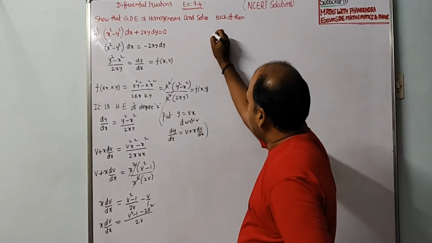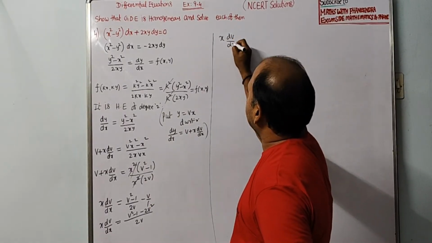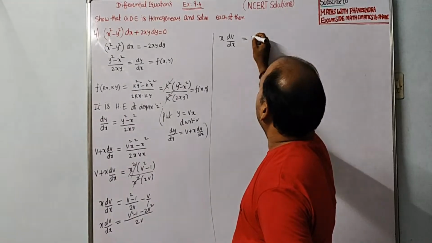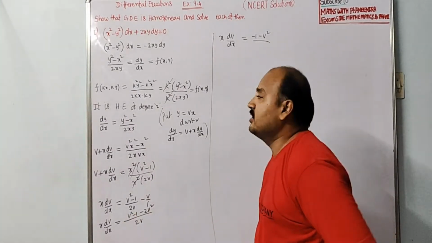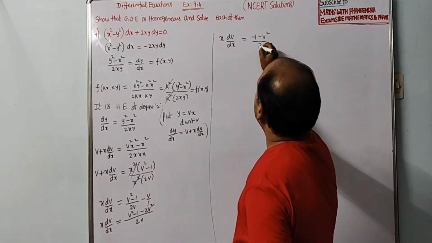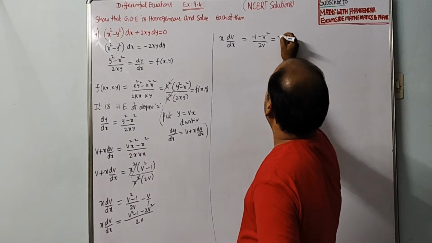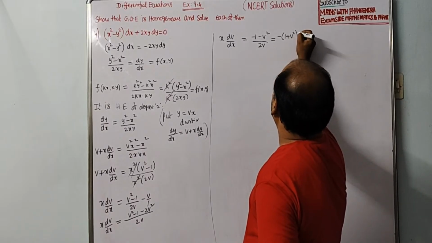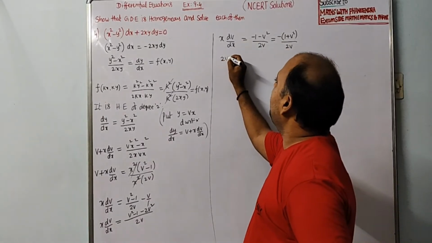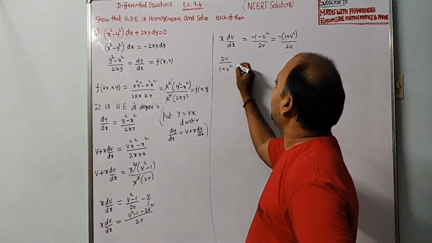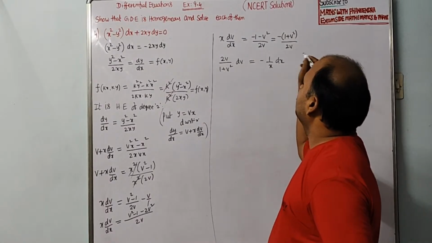Now separate the variables, dear students. x dv by dx is equal to minus 1 minus v square, why? Because minus 2v square plus v square is minus v square, by 2v. Now variables separable. Before only, minus I am taking common, 1 plus v square divided by 2v. Minus I am keeping here only. So 2v divided by 1 plus v square into dv is equal to minus 1 by x into dx.